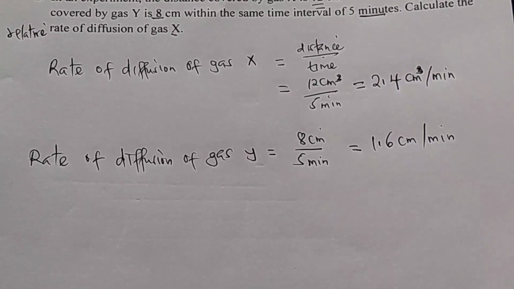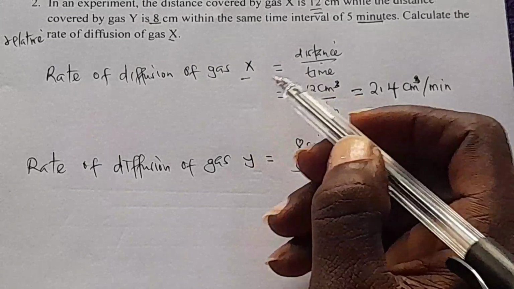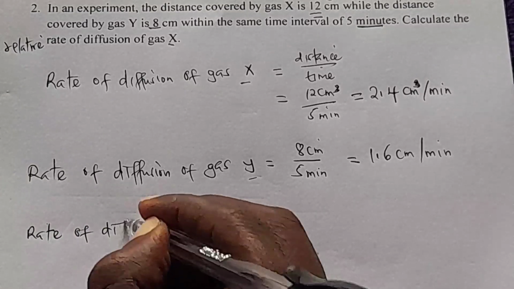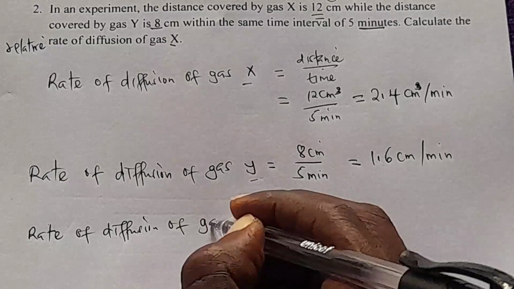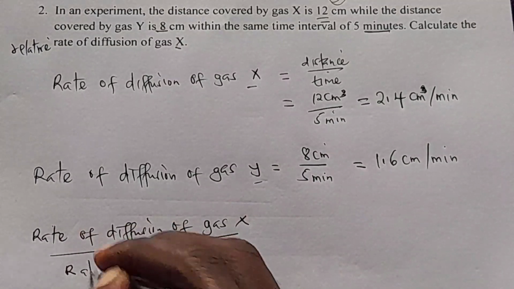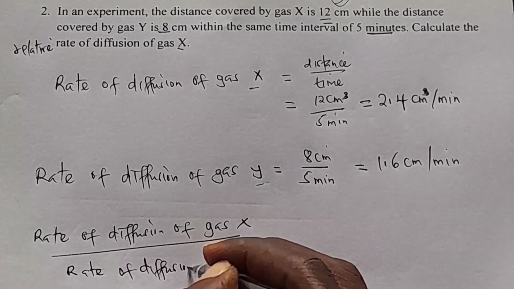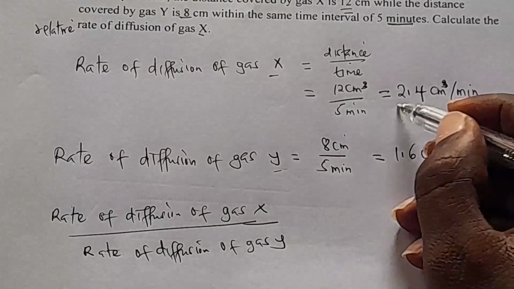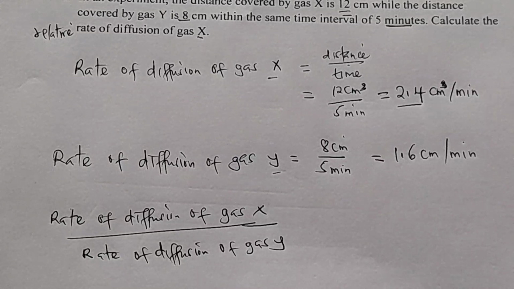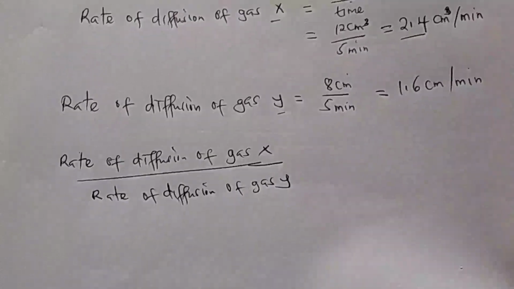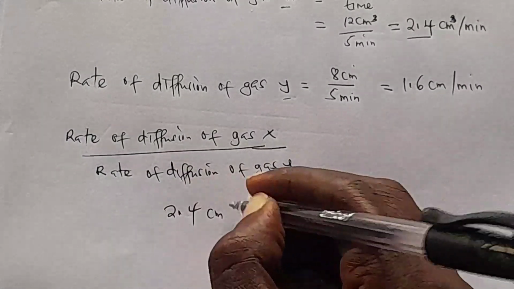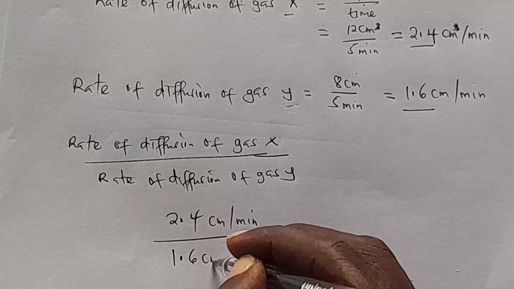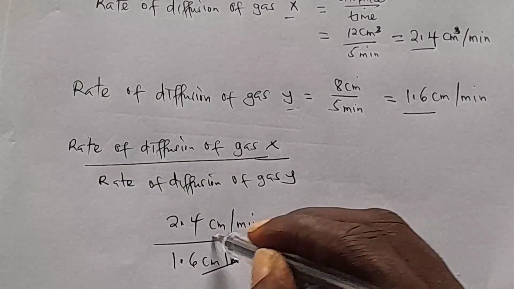So we are asking now how many times gas X is faster than gas Y. We are going to have the relative rate, which is the rate of diffusion of gas X divided by the rate of diffusion of gas Y. We substitute what we have gotten: for gas X, 2.4 centimeter per minute, divided by the rate of diffusion of gas Y, which is 1.6 centimeter per minute. Learners, centimeter per minute goes with centimeter per minute.